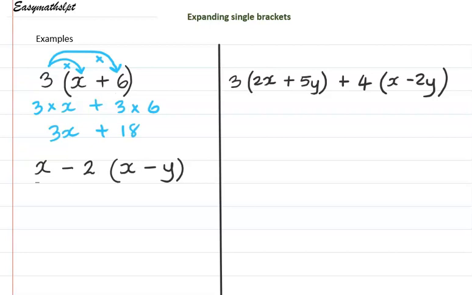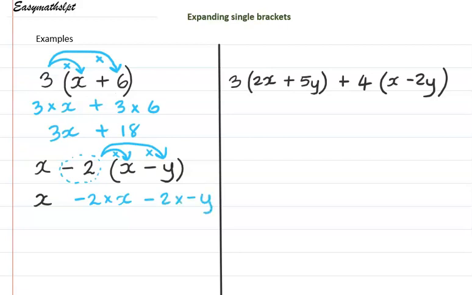Let's look at the second one. We have x minus 2 times x minus y. Now note we have two terms on the outside of the bracket. In this case, we're only going to use negative 2. So negative 2 multiplied by x. Let's write that out. Negative 2 multiplied by x, and then negative 2 multiplied by negative y.